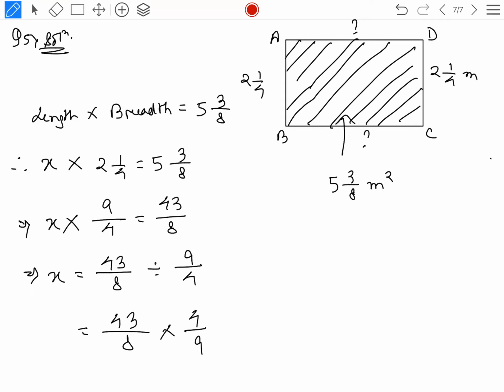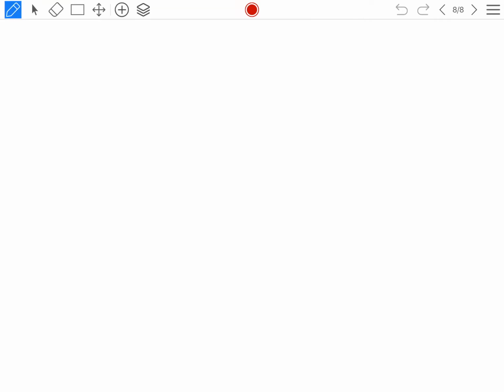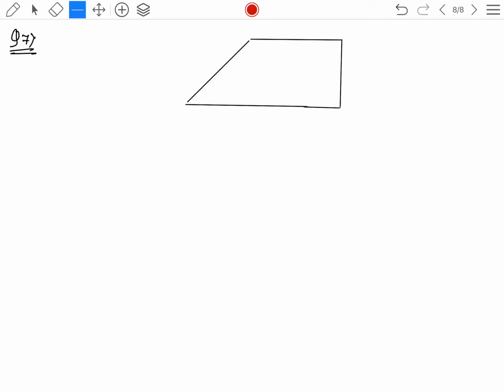Question number 7, perimeter of a quadrilateral. I'll write for you. Perimeter of a quadrilateral means what? Quadrilateral means nothing but, suppose you can consider any closed figure which has 4 sides. Suppose this is a quadrilateral given to you. The measurements of 4 sides are given to you. Understood? Suppose ABCD is a quadrilateral. Measurements of 4 sides are given to us.